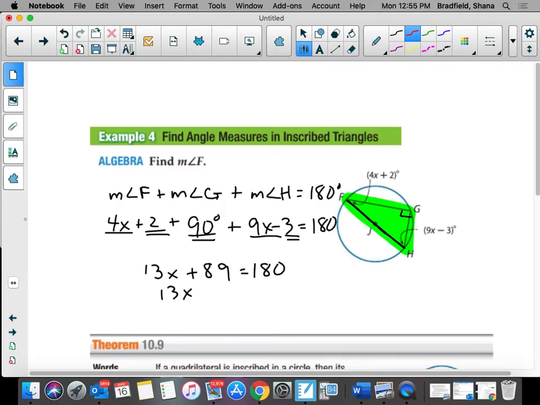Okay, and now we can solve for x. So we get 13x is equal to 269. And then we're going to divide by 13. Hang on just a minute.